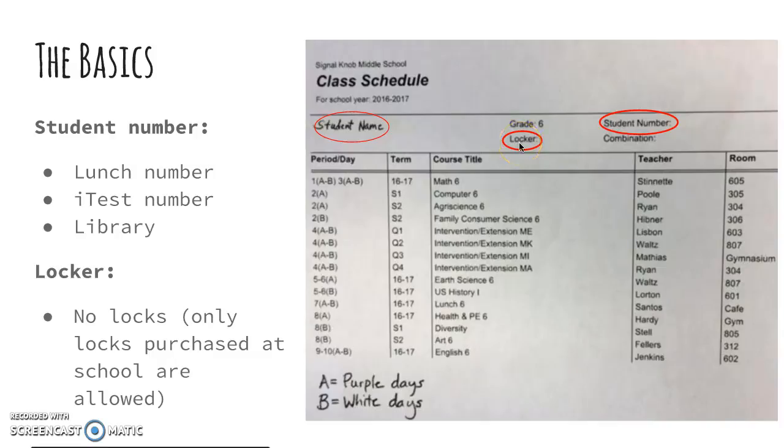You will also see your locker number. There will not be a combination number because the lockers at SKMS don't have locks. If your child wants a lock, they must be purchased from and issued by the school.